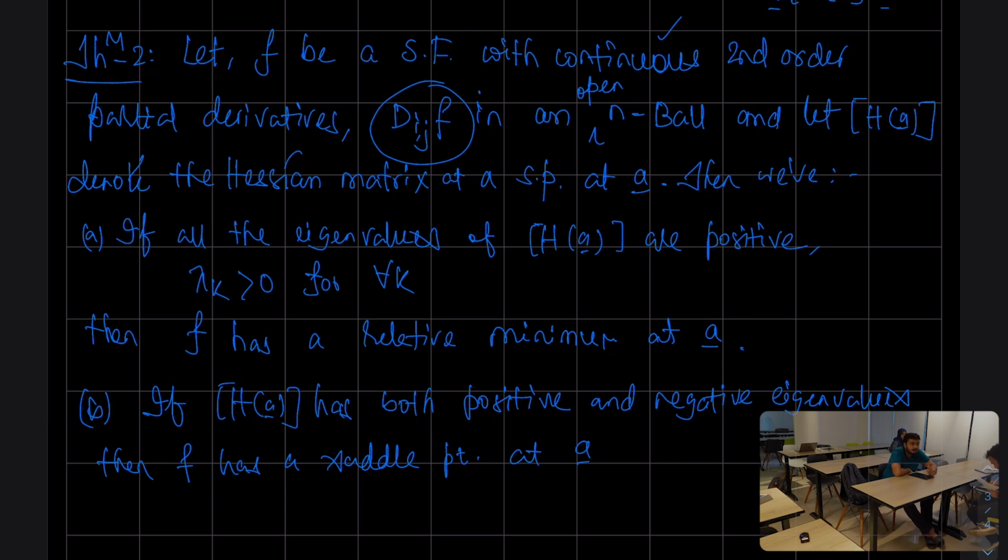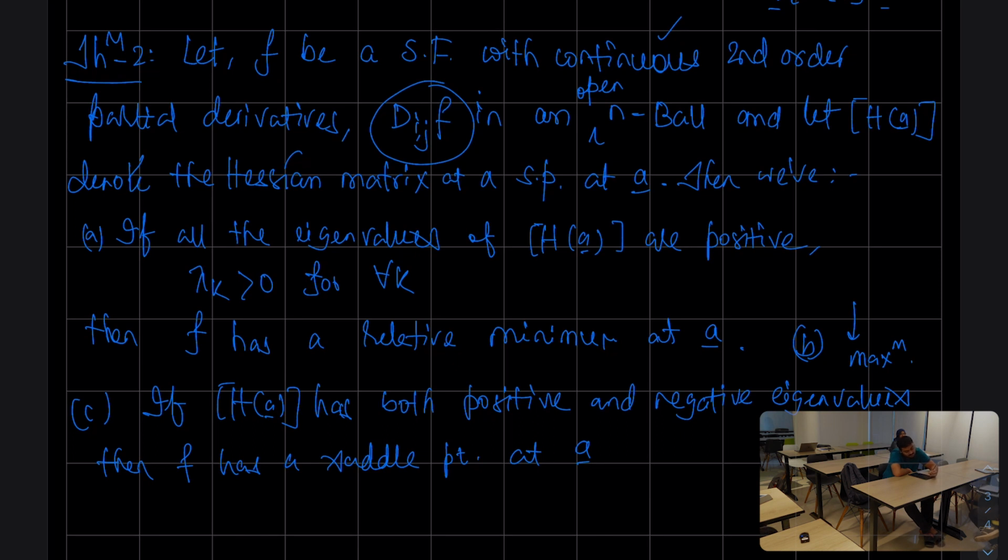I think I am missing one, this will be C. I won't write what I'm missing, I will just say: copy it for the maximum. All you need to do is to say that all the eigenvalues of H are negative, then F has a relative maximum at A. Okay? Can you follow? Then just write A, B and then the maximum goes over. So our previous theorem remains half, right?